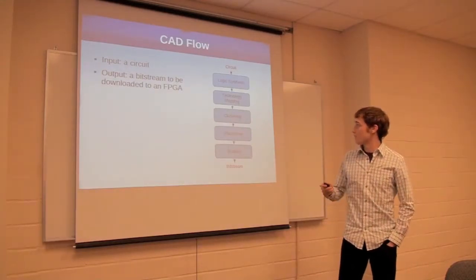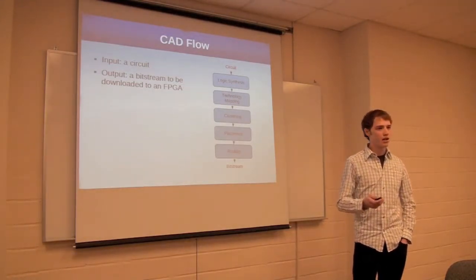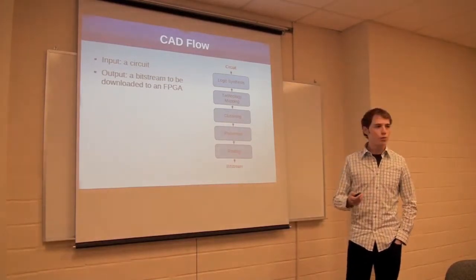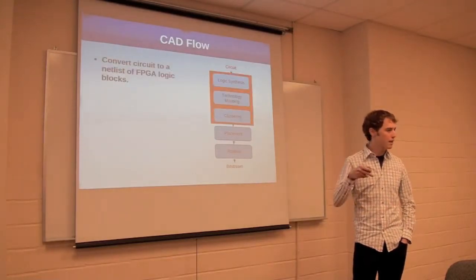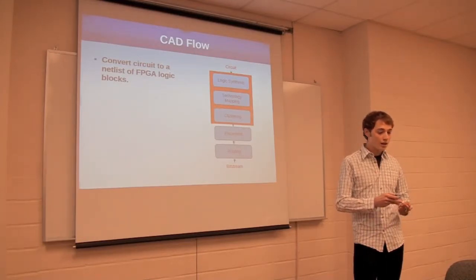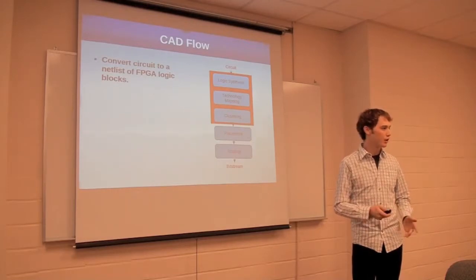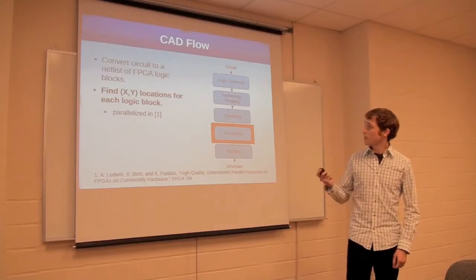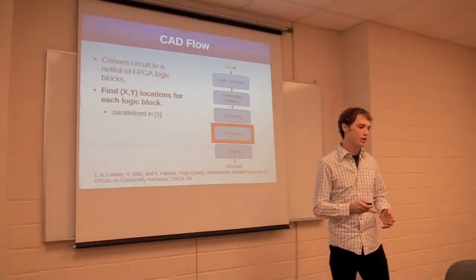This is the high-level CAD flow for FPGAs. We start with a circuit. It can be HDL or BLIF or something like that. And the output is a bitstream that can be downloaded to an FPGA. So the first three steps take that circuit, that's the input, and then convert it to a netlist of FPGA logic blocks. So these can be LABs or clusters or CLBs or whatever you want to call them, with some connections between them. Placement assigns XY locations, so physical locations, to each one of these logic blocks.